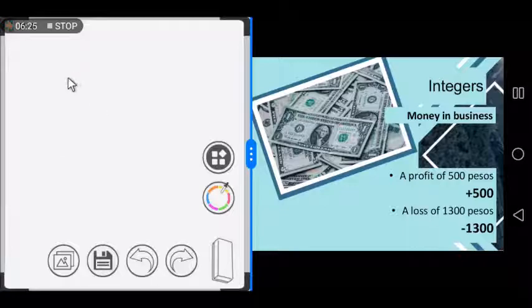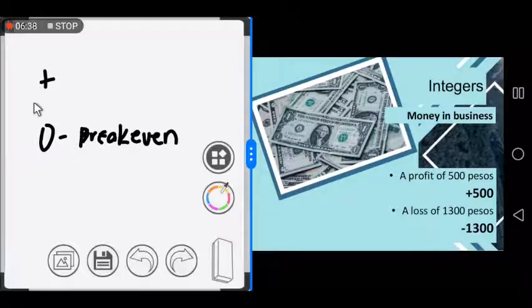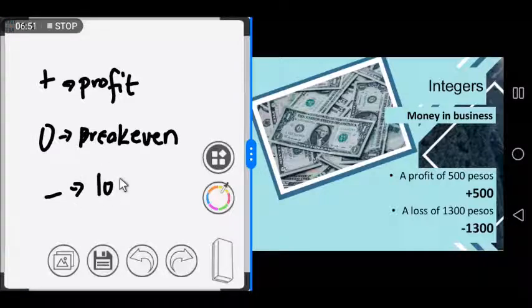So, in terms of money, our break-even, or yung zero natin, ay yung break-even. Ibig sabihin, nabawi mo lang yung puhunan mo. The positive integers will be the profit. And the negative integers will be the losses, or yung iyong mga naluging pera.